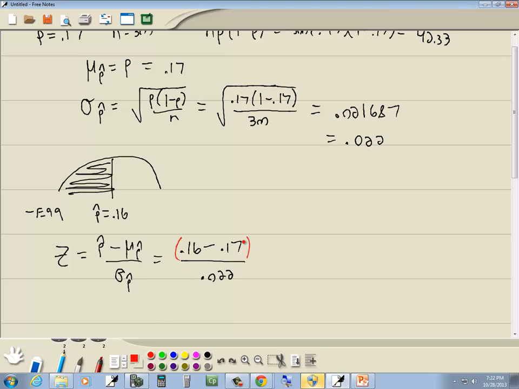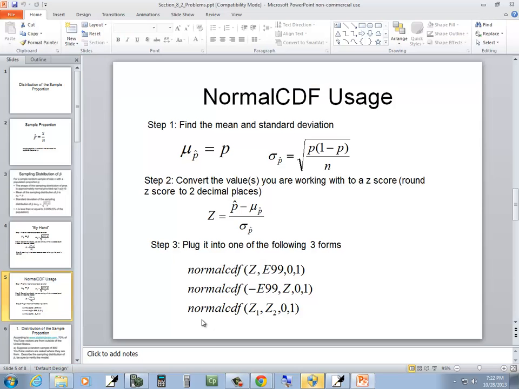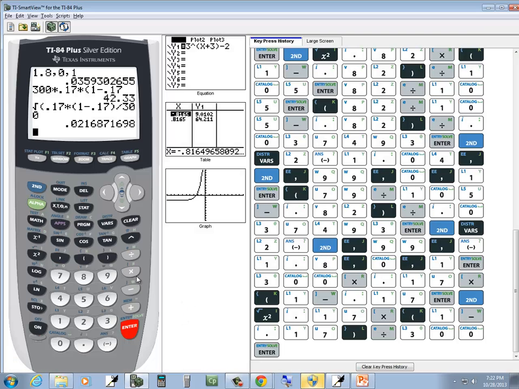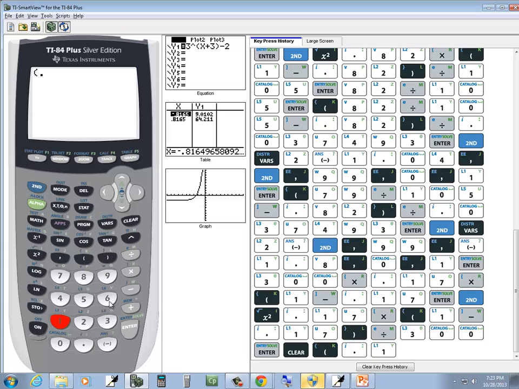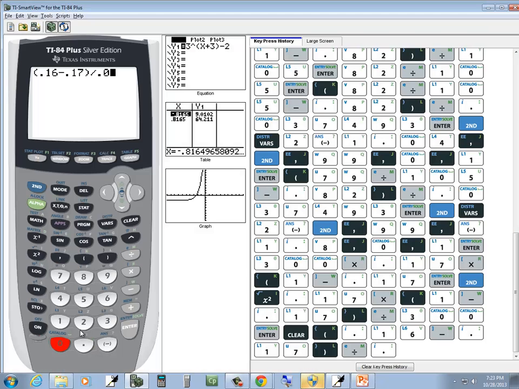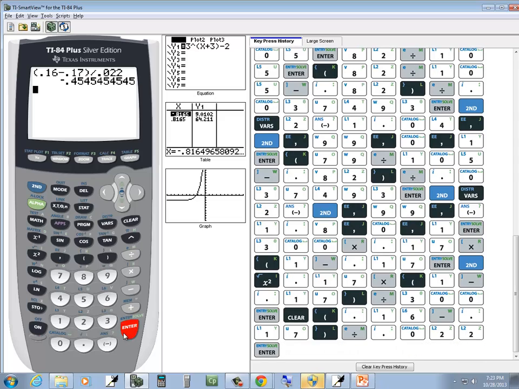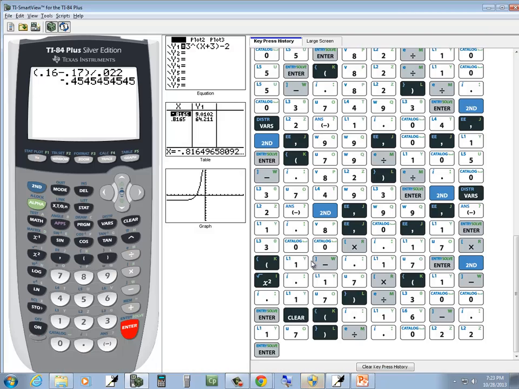Since there's more than a single number up on top, when I enter it in, I have to put parentheses around the top. I'll get to the calculator here eventually. There we go. So I'm going to do a beginning parentheses, 0.16 minus 0.17, close parentheses, divided by 0.022. And we want to take it to 2 decimal places, so we got negative 0.45.